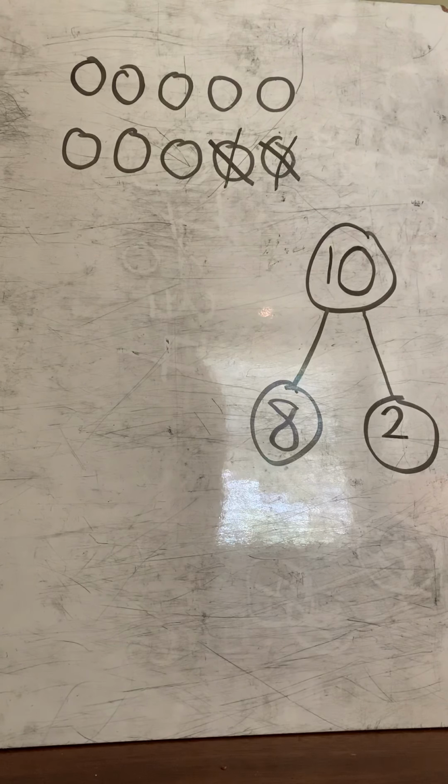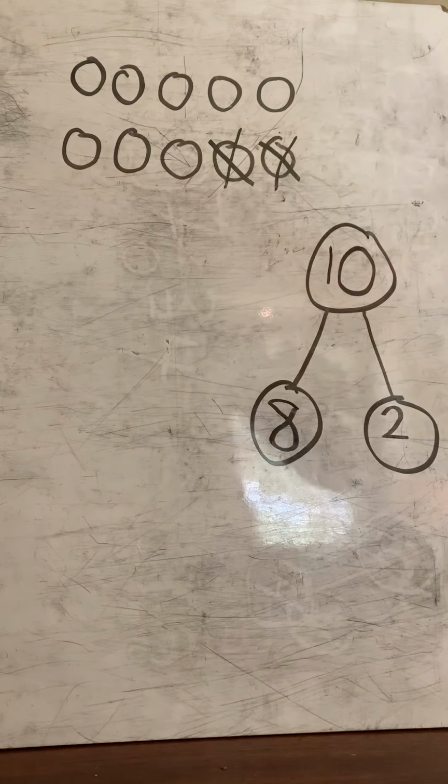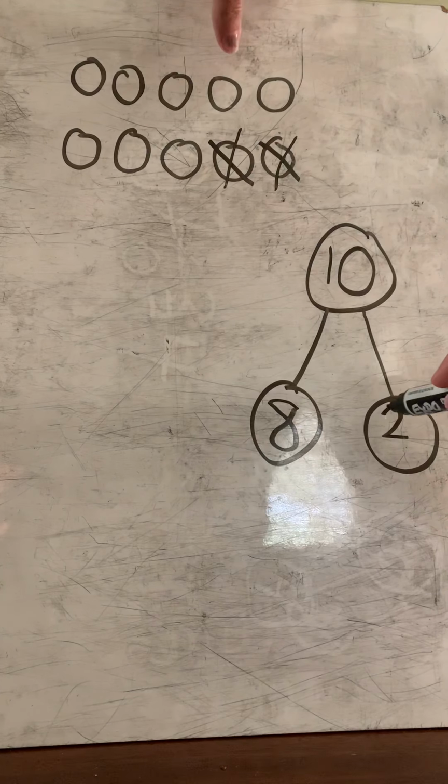We need to X off the part that went away. Which is the part that we took away? Awesome. 2 is the part we took away. Put an X on your 2.